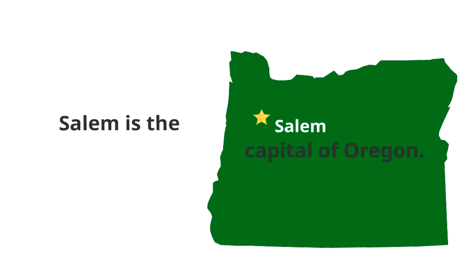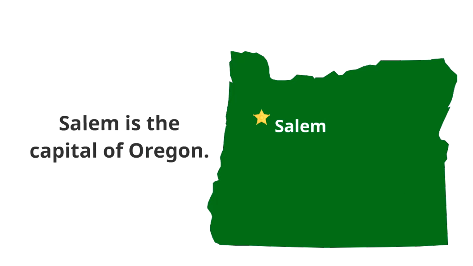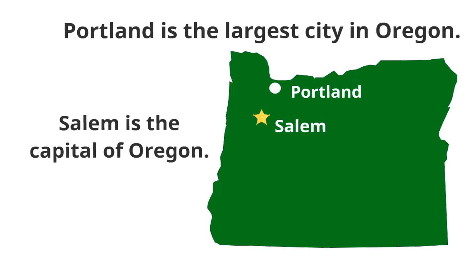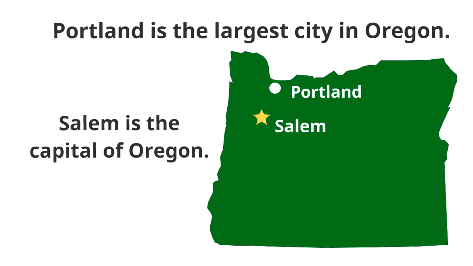Alright, now we are going to look at two key places in the state of Oregon. The first place is a city called Salem. Salem is the capital of Oregon. Then further north is the city of Portland. Portland is the largest city in Oregon.